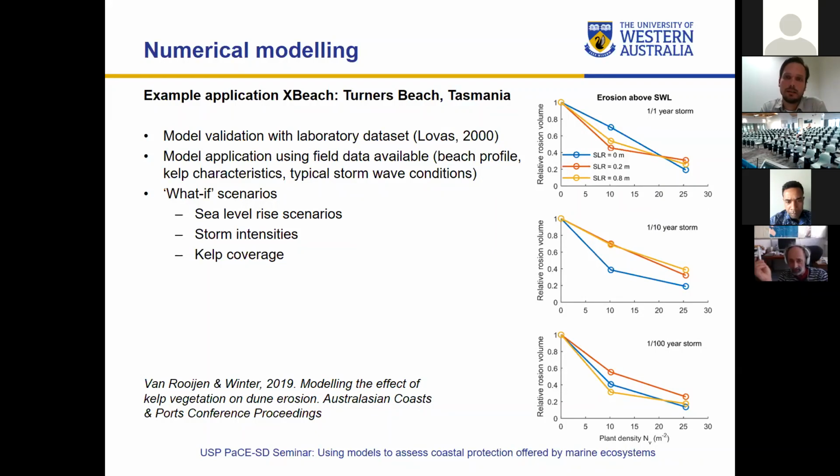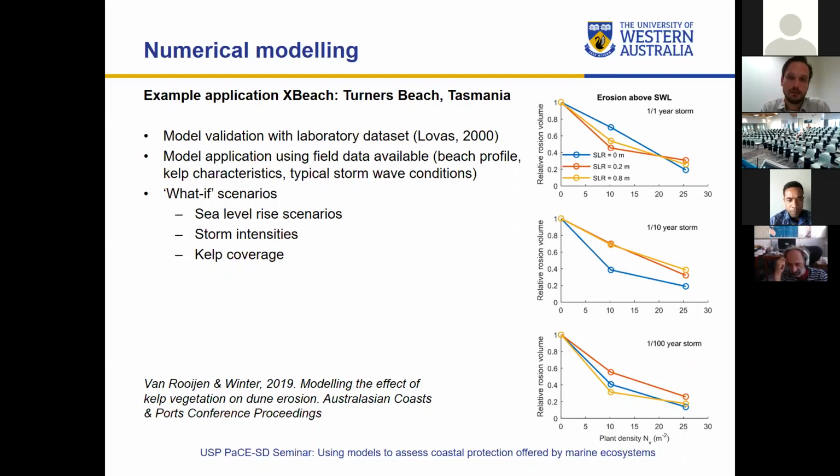Yeah. So it's all relative. I remember I had to do this in a rush and try to get it into a good plot. So you can't really compare the three directly. Of course, a 1-in-1-year storm has a lot less impact than a 1-in-100-year storm. So all these plots are relative to having no kelp, basically. Right. So that's why they all start at 1, but they're not the same absolute erosion values.